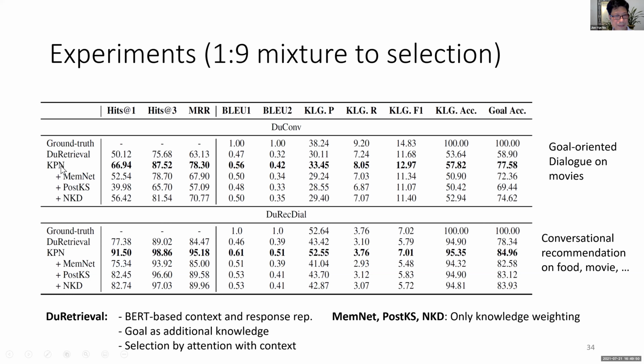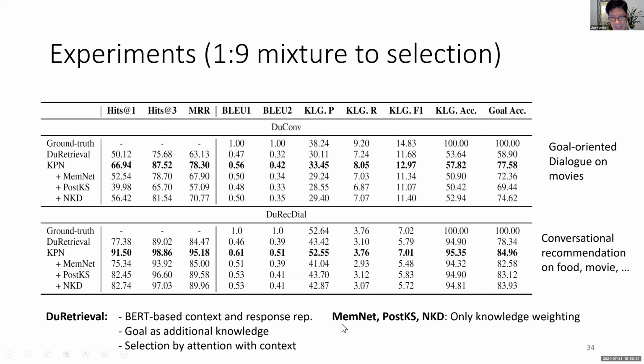What we compare here is the proposed model KPN with DuRetrieval, which is a retrieval-based method, but using relatively simple approaches. It is based on BERT. Also, the goal in that approach is just used as additional knowledge. It is not used as a goal, but as a piece of knowledge, and it is just mixed up with the knowledge somehow. Also, the selection of the pieces of knowledge is done by attention, so it is implicit.